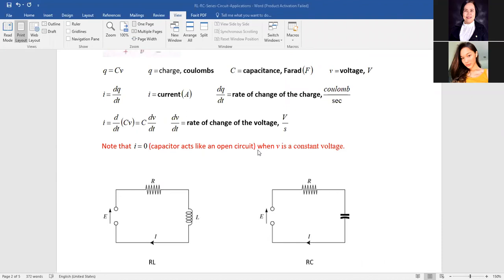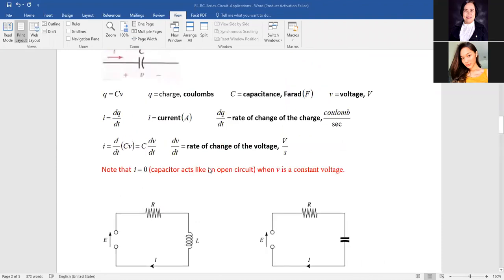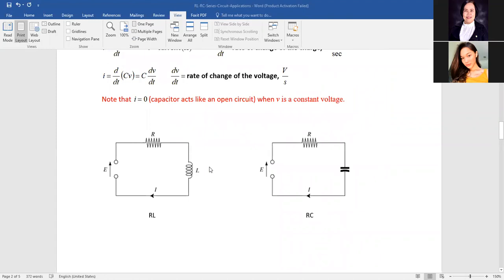Now, we will only limit our circuits here in DE to the two types having those elements mentioned. It could be a resistive-inductive circuit, because you have the inductor, or a resistive-capacitive circuit. So you have RL circuits here, and you have here an RC circuit. RL is resistance and inductance, and RC is resistance and capacitance. So only two types of circuits.